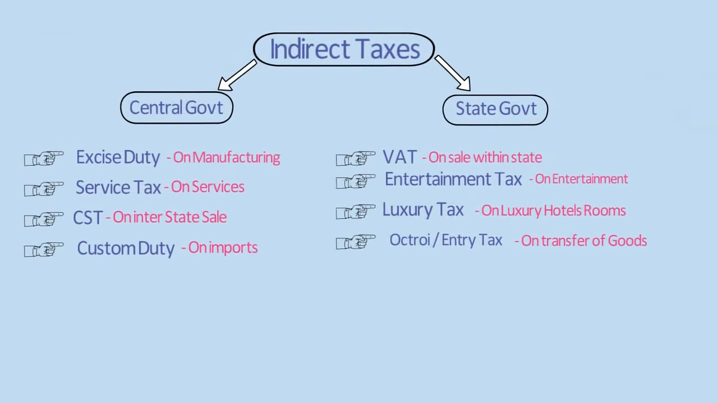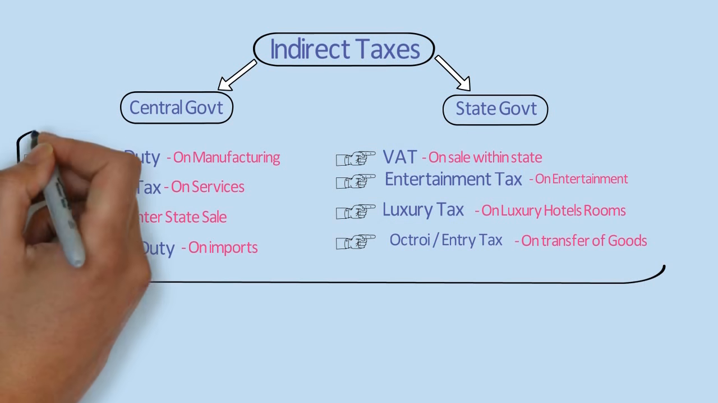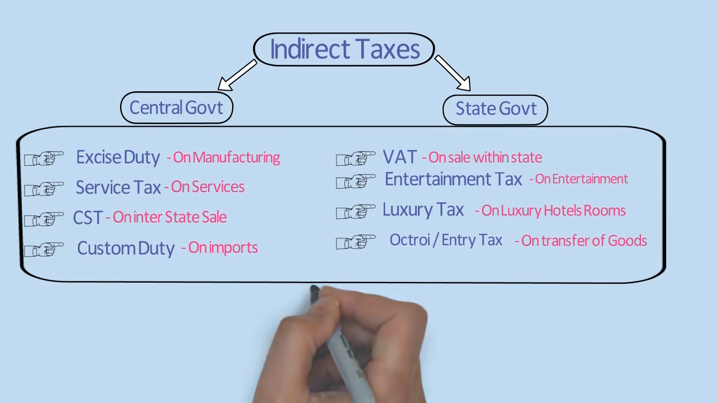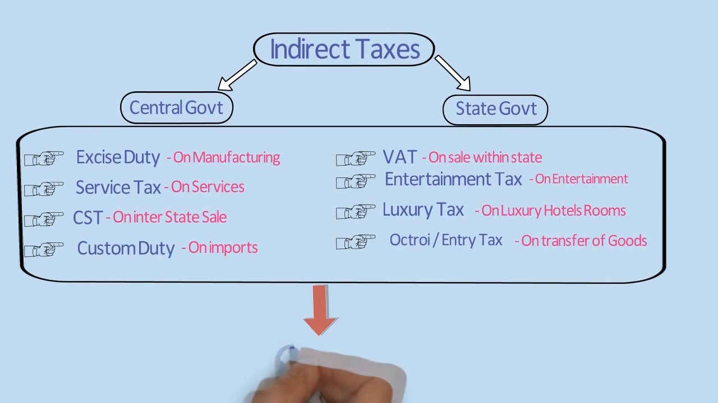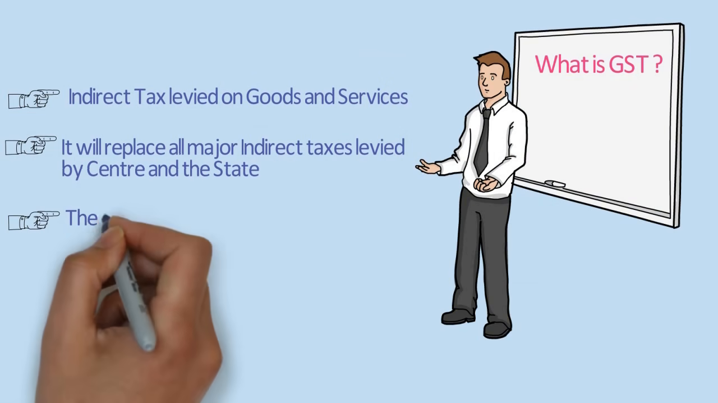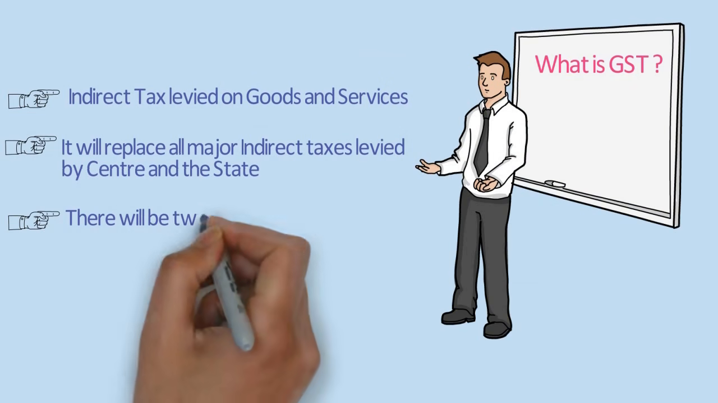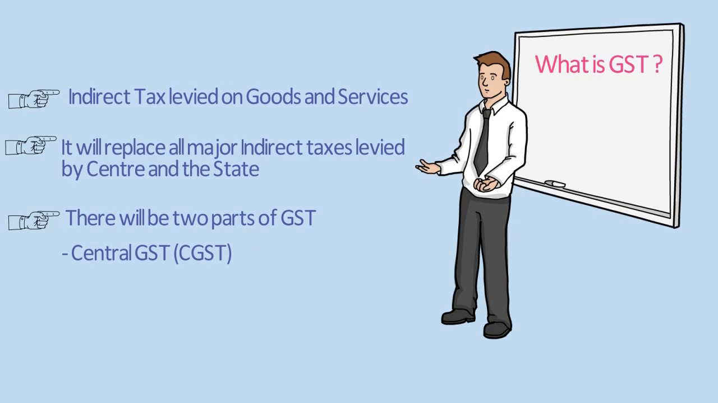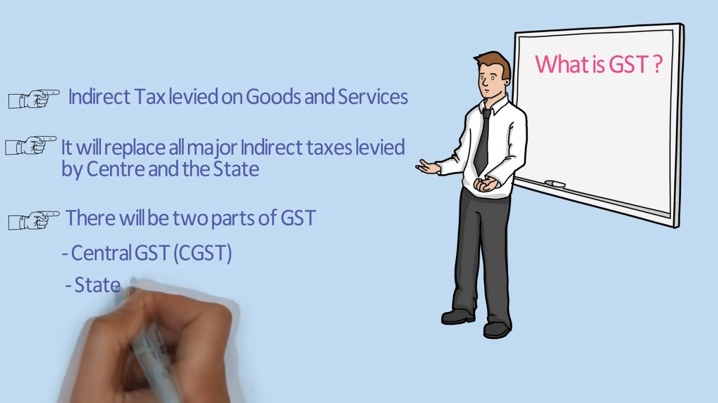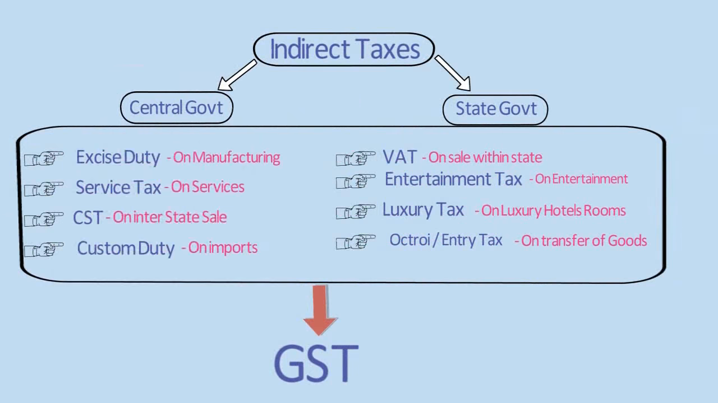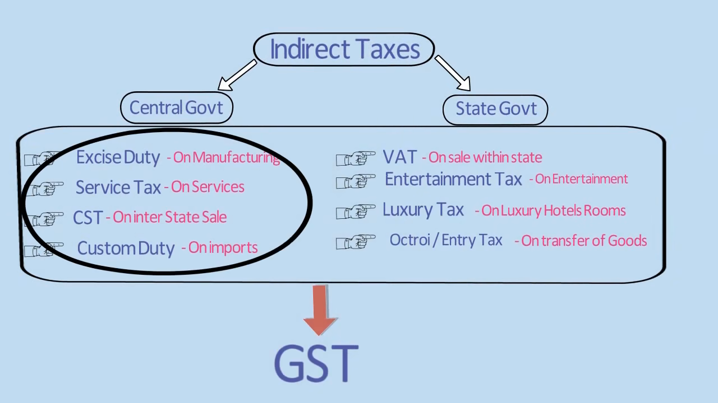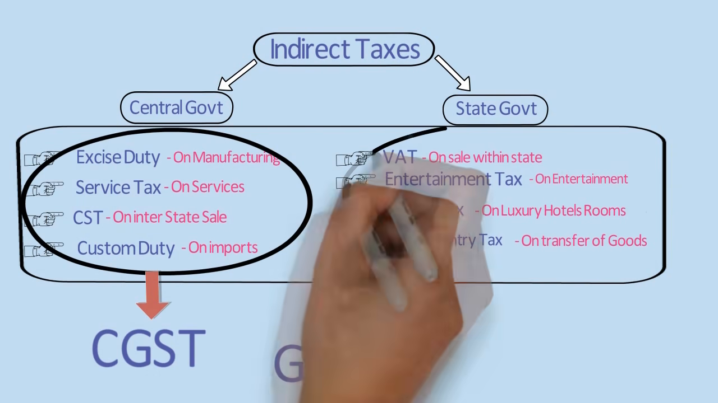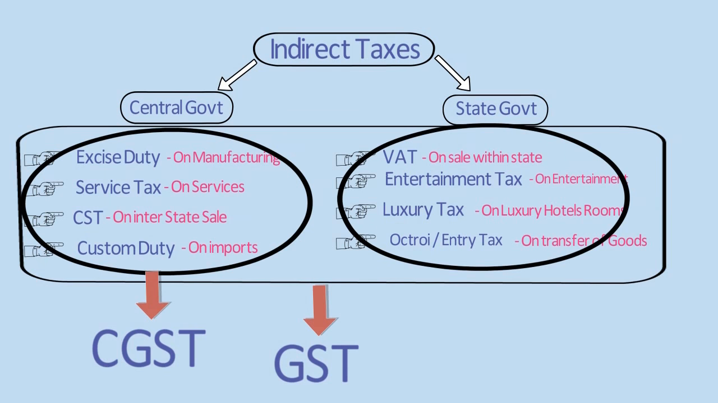What does it mean? Taxes such as excise duty, service tax, VAT, luxury tax, entertainment tax will all be replaced by goods and services tax. There will be two parts of GST. First is central GST or CGST and second is state GST or SGST. All central level indirect taxes except custom duty will be replaced by CGST and state level indirect taxes will be replaced by SGST.